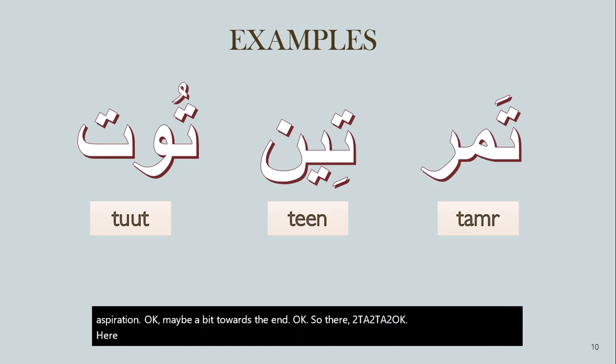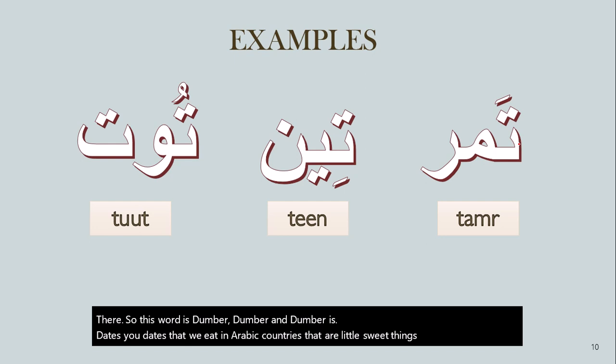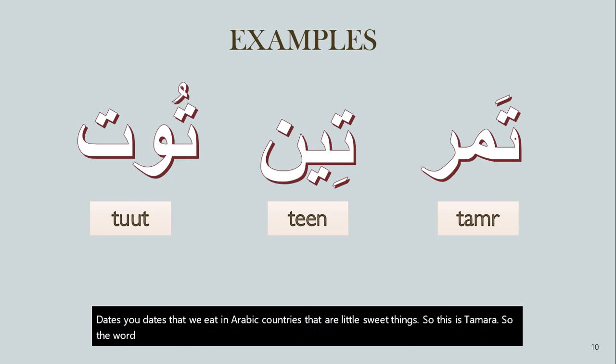Here are some examples with حرف التاء with different harakat. Here with fatha we have this word, pronounced like ta, so this word is tamr, and tamr is dates, you know, like dates that we eat in Arabic countries, the little sweet things. So the word tamr begins with ta with fatha.